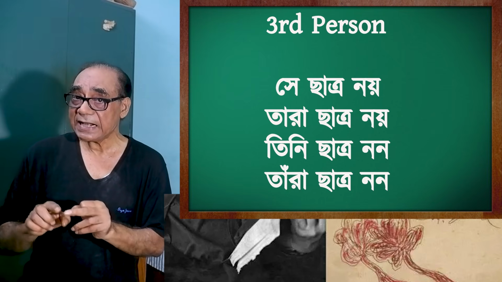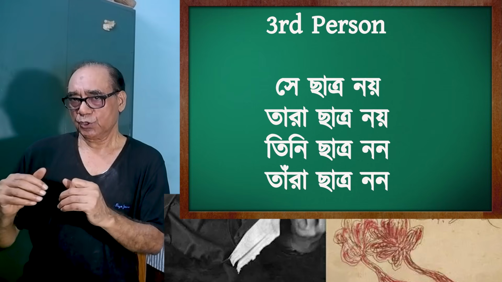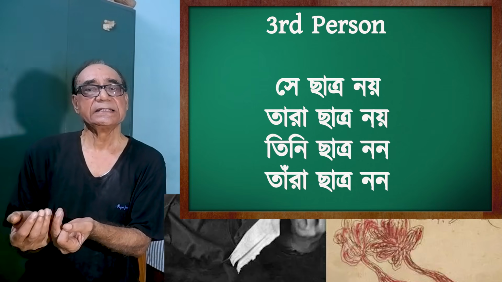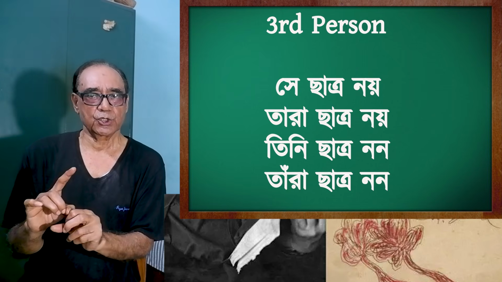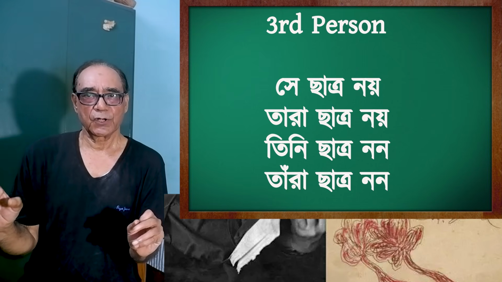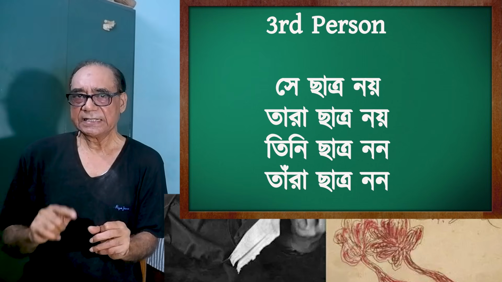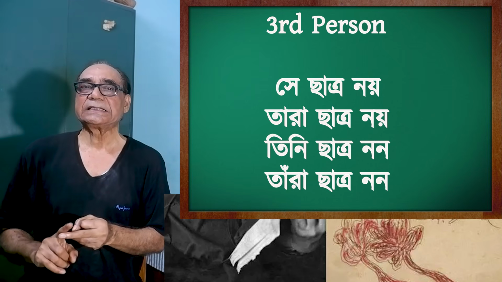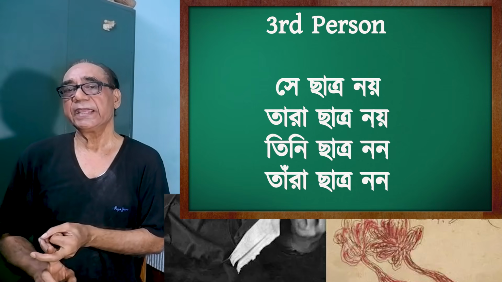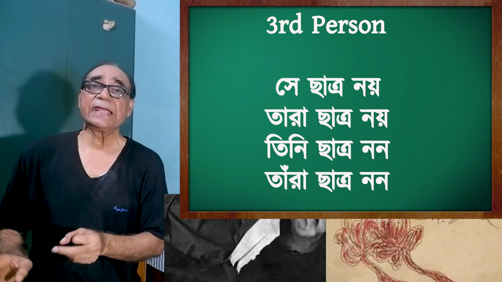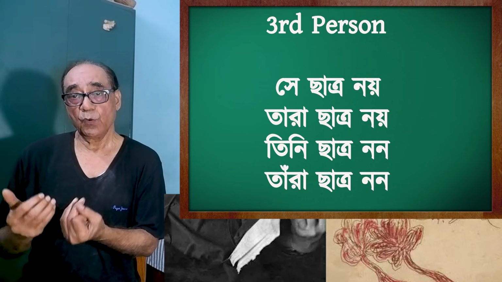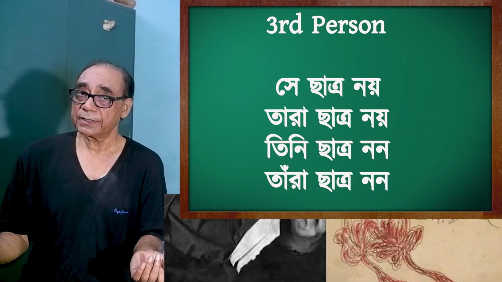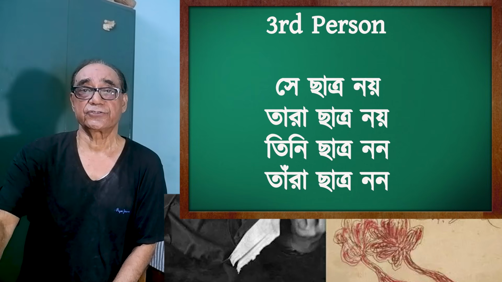Now tini and tara. To add some extra respect to the third person, then you have to say tini. Tini chatro non. Noy becomes non here. Tini chatro non. He is not a student. Tara chatro non. They are not students. This way, tini khelwad non. Tara khelwad non.